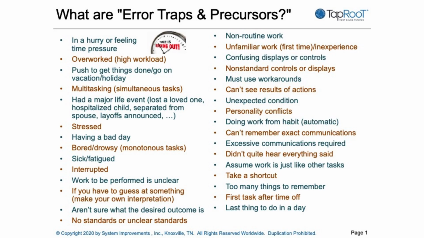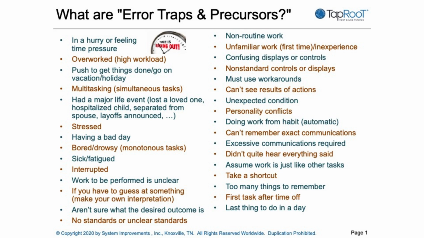You're in a hurry or feeling time pressure. Overworked, high workload. Push to get things done, go on vacation or a holiday. Multitasking, simultaneous tasks. Had a major event, lost a loved one, hospitalized child, separated from a spouse, etc. Stressed, having a bad day, bored, drowsy, monotonous tasks. Sick or fatigued, interrupted. Work to be performed is unclear. If you have to guess at something, you're making your own interpretation. Aren't sure what the desired outcome is. No standards or unclear standards.